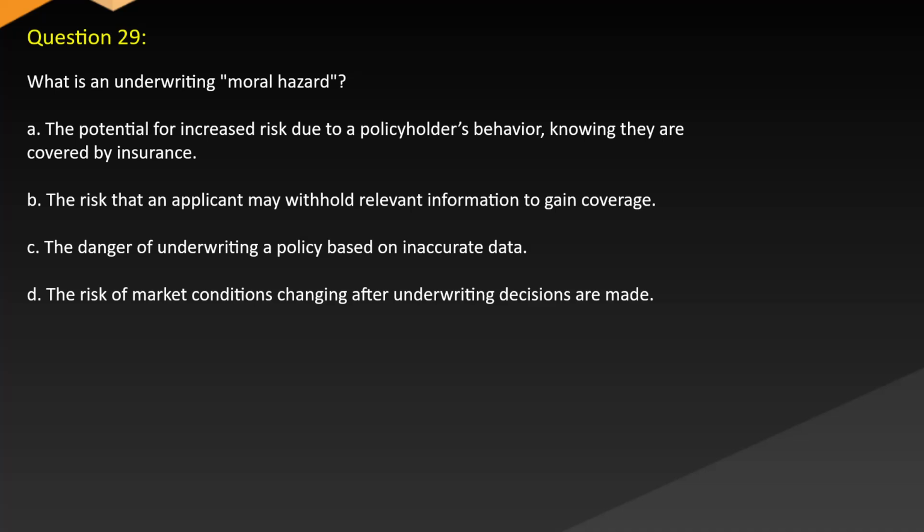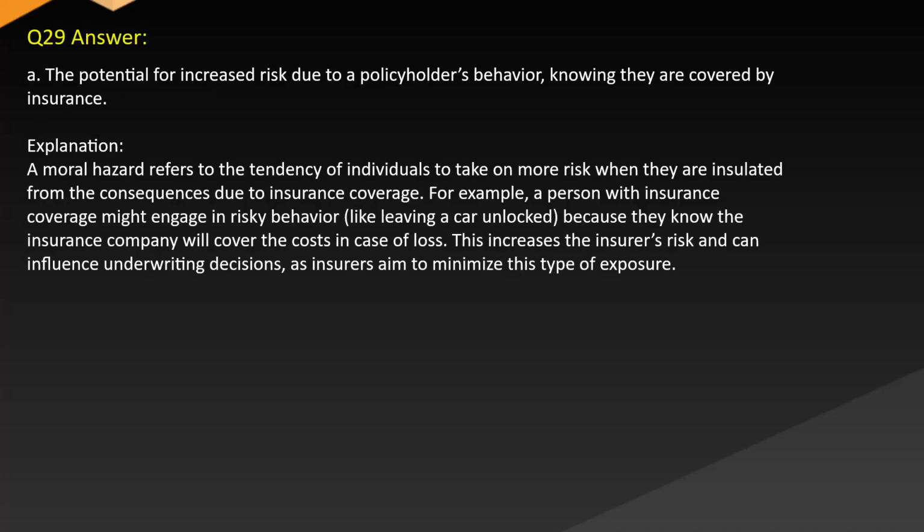A. The potential for increased risk due to a policyholder's behavior, knowing they are covered by insurance. B. The risk that an applicant may withhold relevant information to gain coverage. C. The danger of underwriting policy based on inaccurate data. D. The risk of market conditions changing after underwriting decisions are made. Answer A. The potential for increased risk due to a policyholder's behavior, knowing they are covered by insurance.